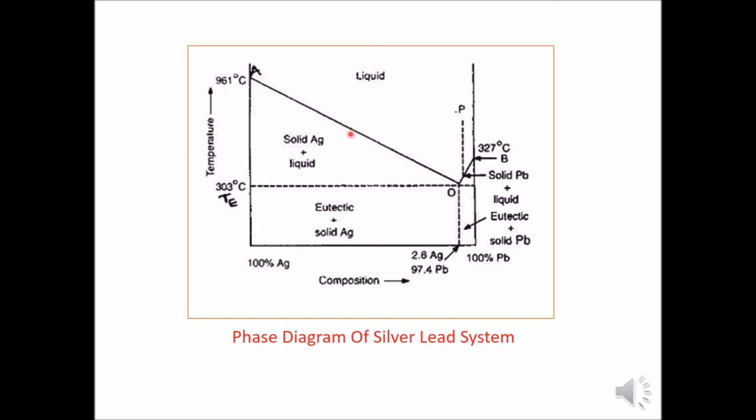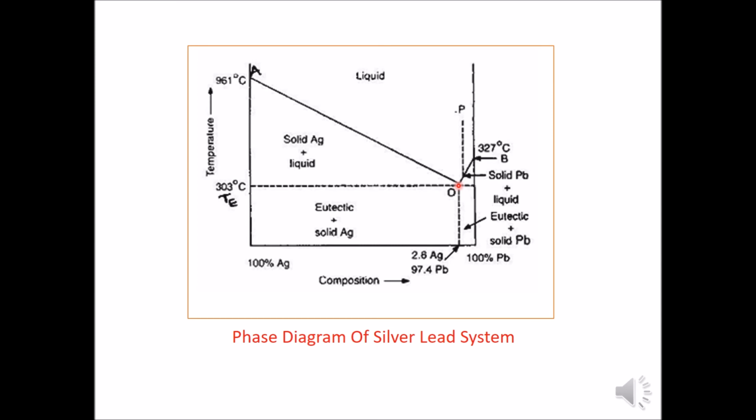So on this curve, first phase, that is homogeneous mixture of silver and lead exist plus solid silver. So two phases can exist on this curve, and on this BO curve, homogeneous mixture of silver and lead plus solid lead, means two phases can exist here also. And at eutectic point, how many phases can exist? So at eutectic point, solid silver, solid lead and homogeneous mixture of silver lead can exist.